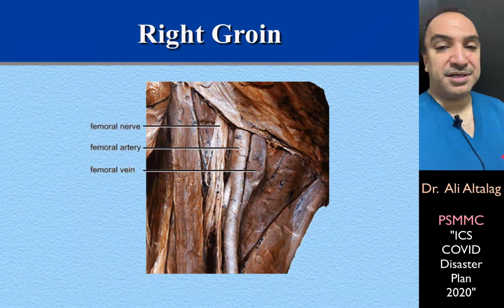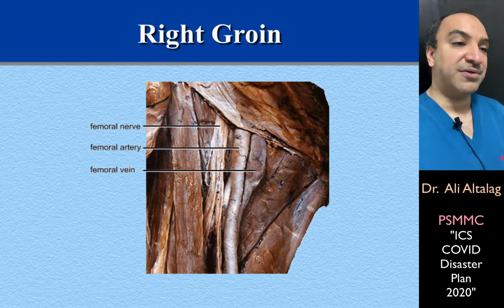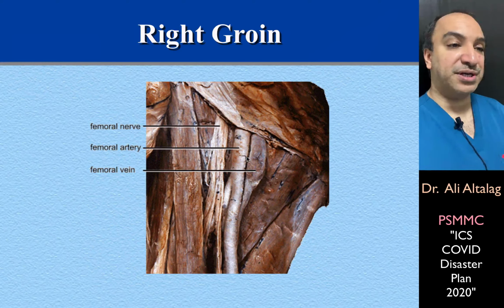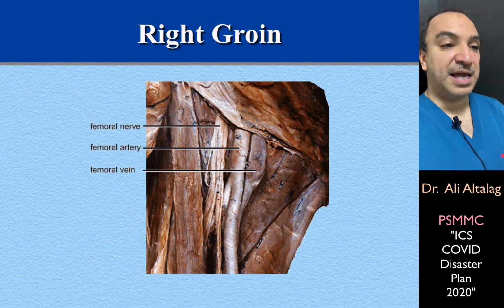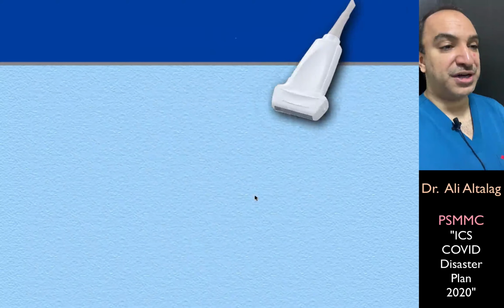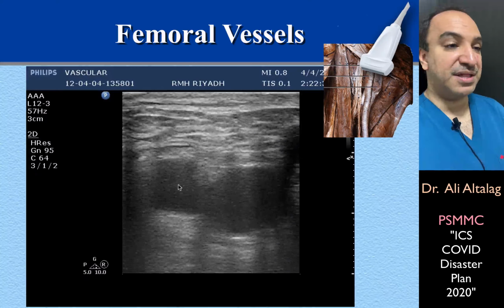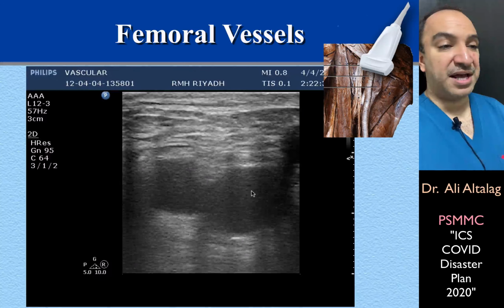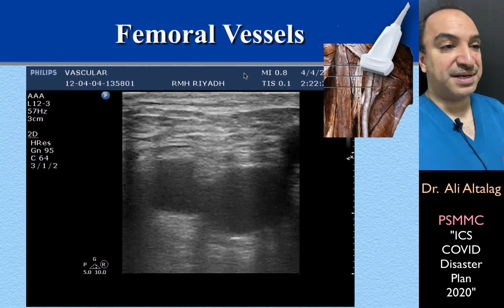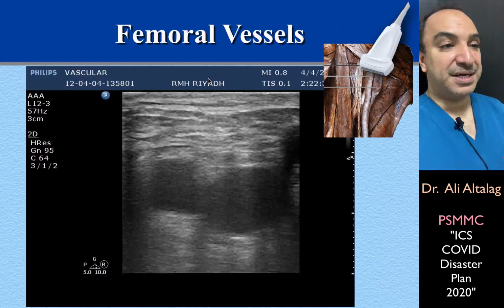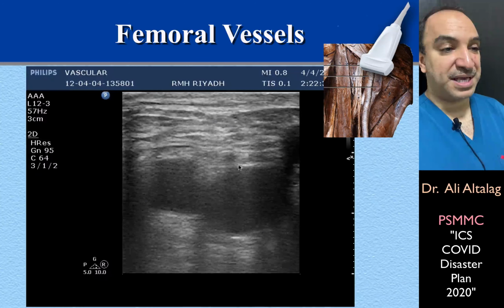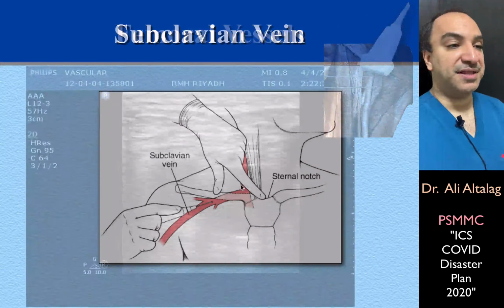Now the second commonest vein to be cannulated is the femoral vein. This is the right groin, this is the vein, the femoral artery and femoral nerve. And we put the transducer usually here, and this is what we see in live image. This is the femoral vein, as you see, and this is the femoral artery. And again, we put the vein right in the center, and we pass our needle at the center, or at the middle, of the transducer until we see that the needle went inside the vein.